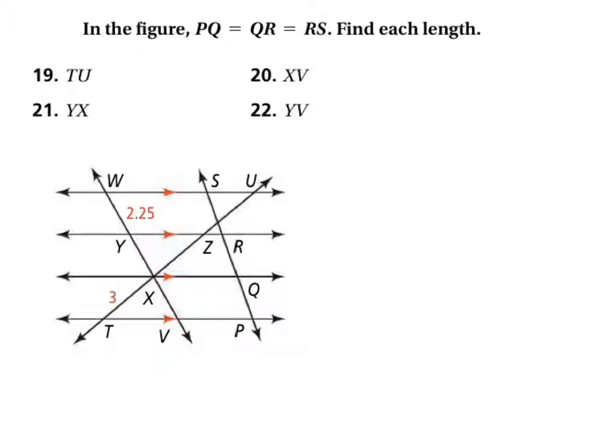All right, I love this. This is really straightforward. We've got a bunch of parallel lines, and we are told that PQ, let's just mark them in blue, PQ is the same length as QR, which is the same length as RS.